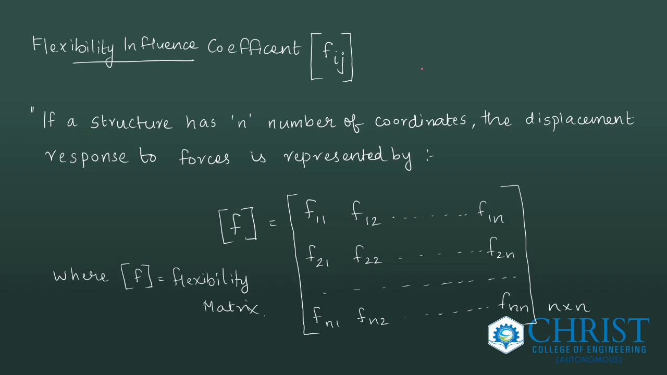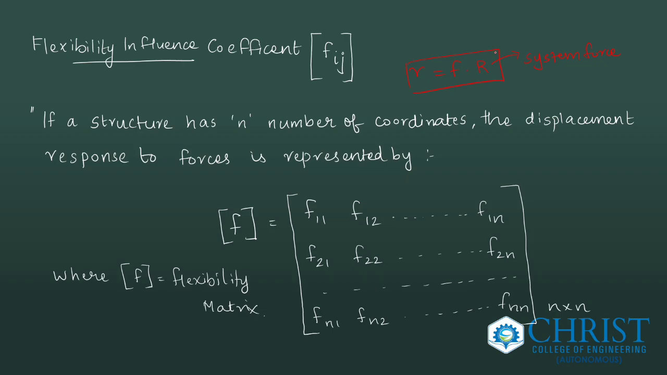So flexibility matrix is represented by small letter r is equal to F dot capital letter R, where small letter r is displacement, system displacement, and capital letter R is system force. Small letter f is flexibility matrix. So it is nothing but a matrix that connects displacement with a force. So it is a displacement response to a force.